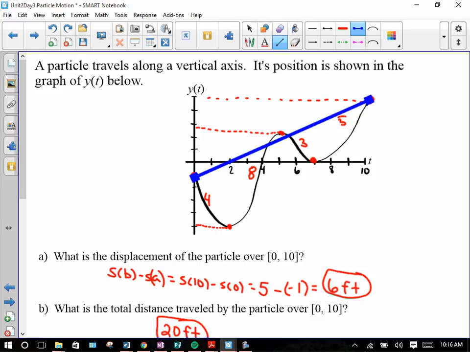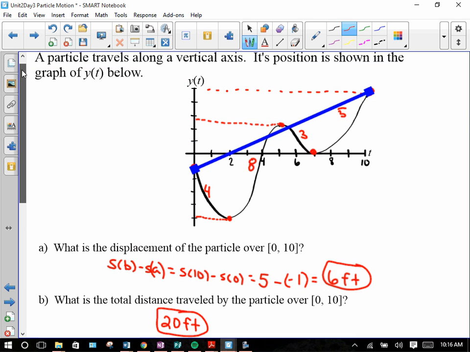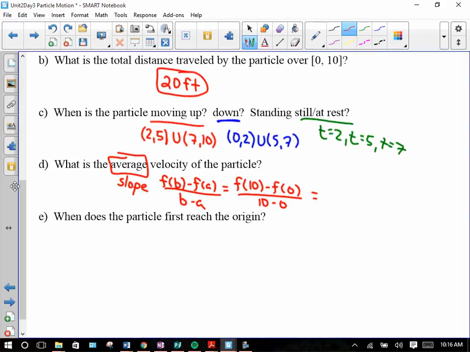Okay? So we know A is 0 and B is 10. So we're going to have f of 10 minus f of 0 divided by 10 minus 0. Okay? So we know f of 10 is 5. We know f of a, or f of 0, is negative 1. We have 5 minus negative 1 over 10, which is 6 over 10.